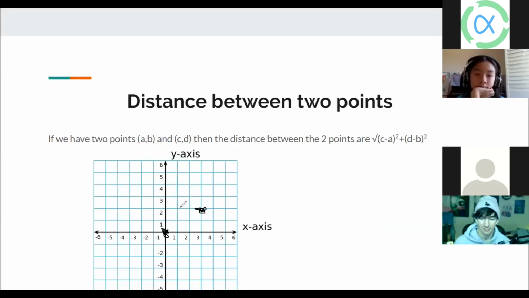And the reason the formula is this is because if I have 2 points, I can just draw a right triangle between the 2 points. So it's just going to be the difference between their x coordinates squared plus the difference between their y coordinates squared, and then that's your distance, right?